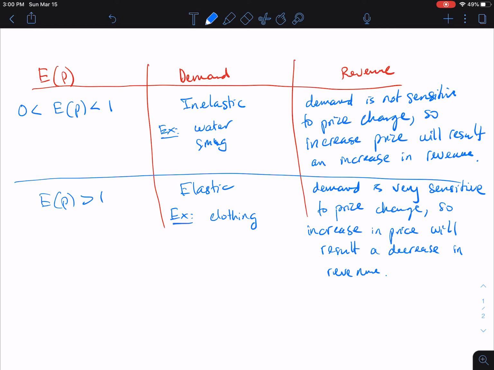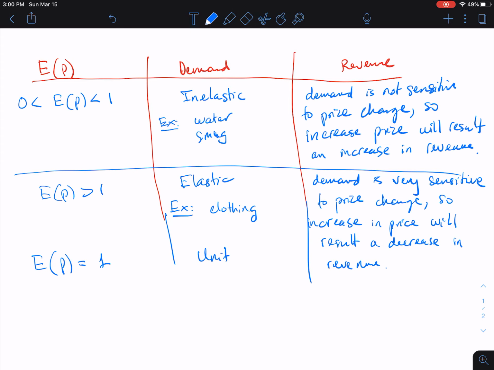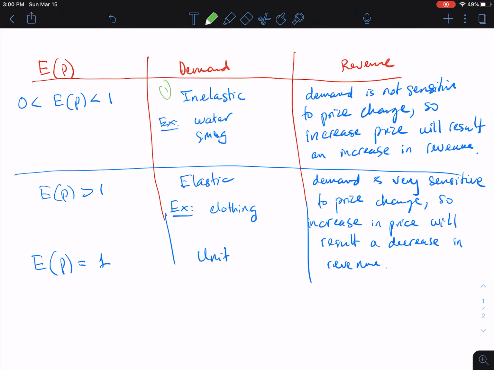And the third scenario is when we have E of P equal to 1. This is called unit demand. This means any increase in price, the demand will change by the same ratio, the same percentage, as the increase in price. So revenue will stay the same. There's not much going on there. So these are 3 types of demand we can have for any product: inelastic demand, elastic demand, or unit. The 2 that we focus on the most are inelastic and elastic.